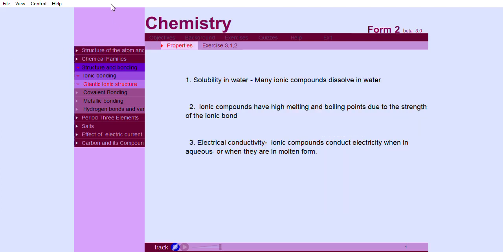Properties of ionic bonding. Solubility in water. Many ionic compounds dissolve in water. Ionic compounds have high melting and boiling points due to the strength of ionic bond. Electrical conductivity. Ionic compounds conduct electricity when in aqueous solution or when they are in molten form.